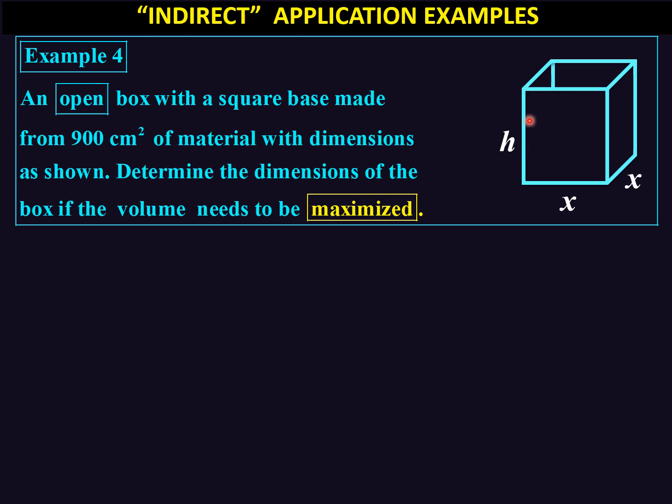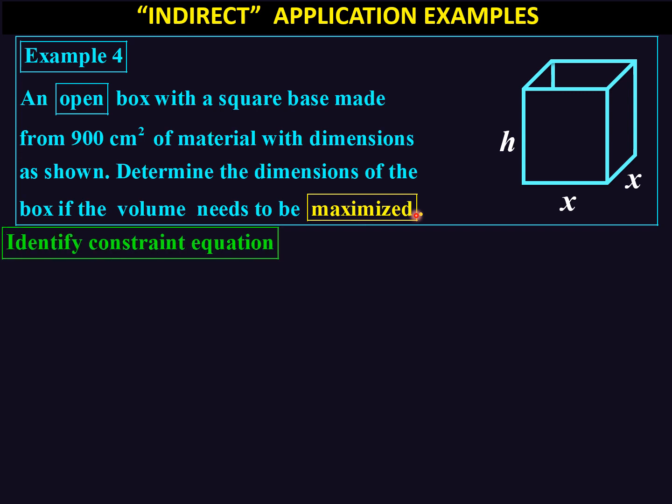In other words, they give us the height, and they give us the x and the x. Well, they told us it's a square base. The question: determine the dimensions. We know by now, dimensions means we want to find the height and the side length, or the h value and the x value. And we read further: the volume needs to be maximized.